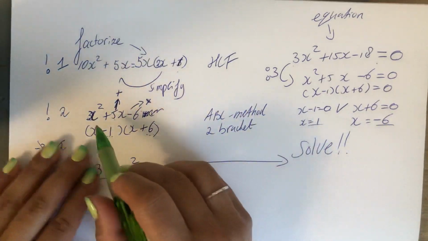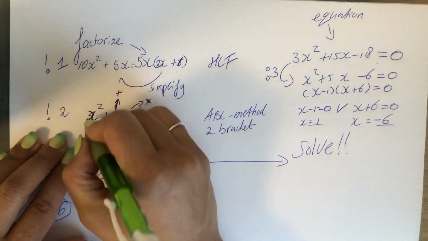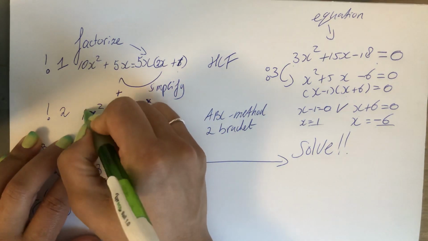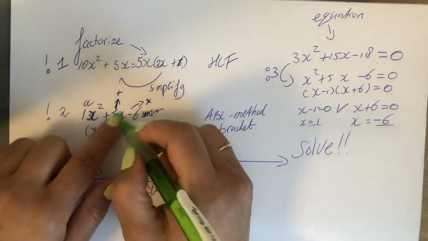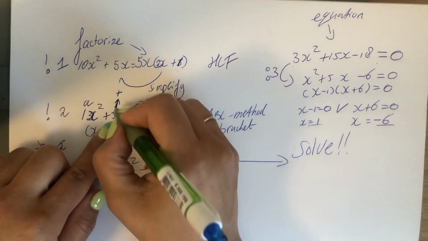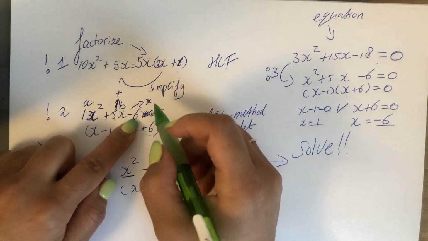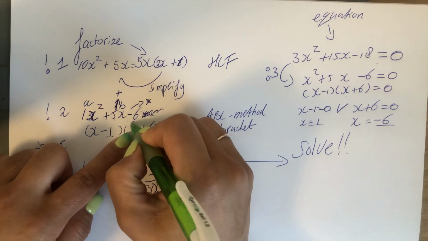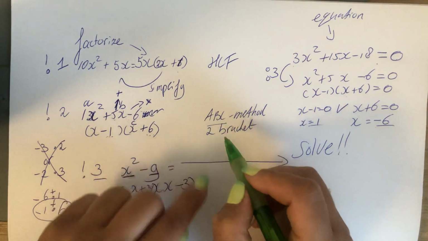Well, let's quickly go here. We call, let's say, what's in front of the x square, it's a 1 in this case, we call that the A. What's in front of the x is called the B. And the number here, including the symbol, so minus 6, is called the C. So that's why we call it the ABC method.